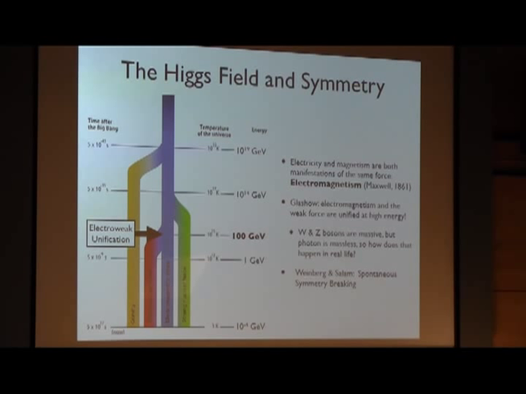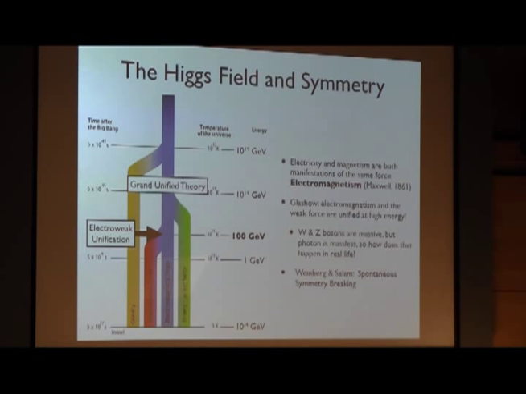Now, that's great, but the problem is that for Glashow, the W and the Z bosons didn't have any mass, but we know that they do have mass. So how do we implement this in real life? And that's where Weinberg and Salam came in, and were able to incorporate spontaneous symmetry breaking into the standard model.